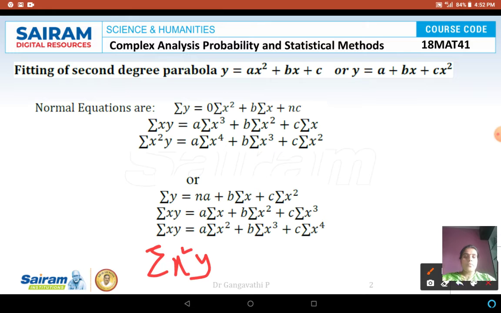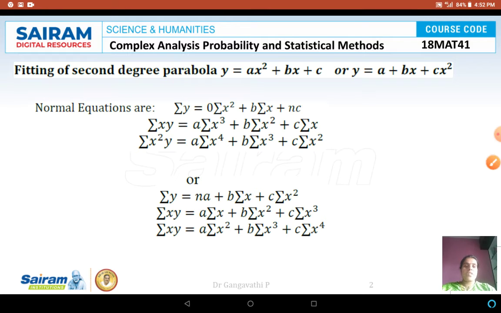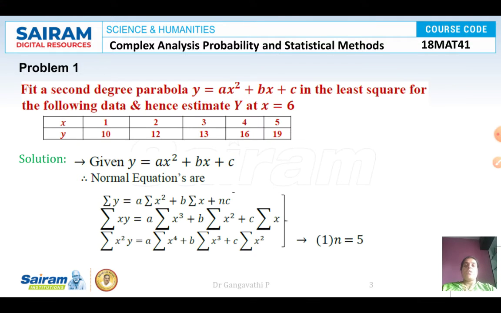Once we get the normal equations, as usual, the procedure is we will construct the table which fulfills all the requirements of the equation, and the values will be substituted in these normal equations, and then solving we get the values of a, b, c. So let us see how exactly we can do the problems here.